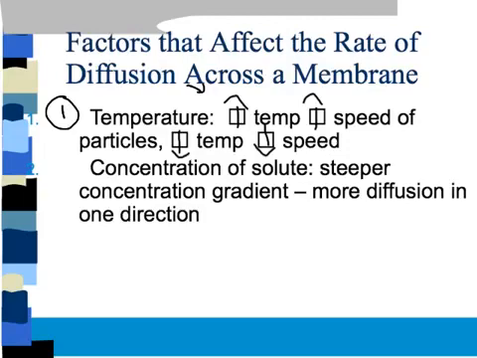The second one, if I change the amount of solute, if I have more solute, or what we say a steeper concentration gradient, which basically means I have a bigger difference in the amount of particles on one side than the other. What's going to happen if I have more solute? I'm going to get more collisions, so diffusion is going to happen faster. I'll get more diffusion in one direction.